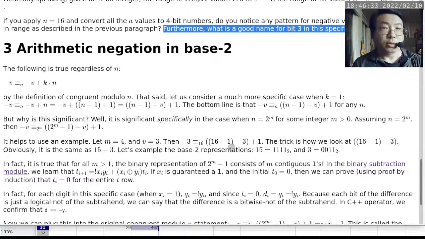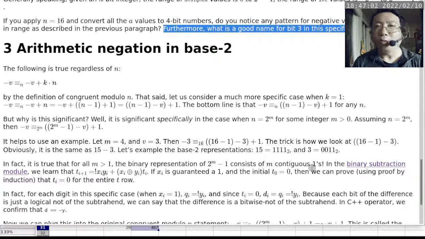It is hardly exciting up to this point, until we look at the representation of 15 in base 2. Because 15 in base 2 is 1, 1, 1, 1, and 3 is 0, 0, 1, 1 in base 2. 3 is not the interesting part. 15 is. So as it turns out, for all natural numbers m greater than 1, the binary representation of 2 to the power of m minus 1 always consists of m contiguous ones.